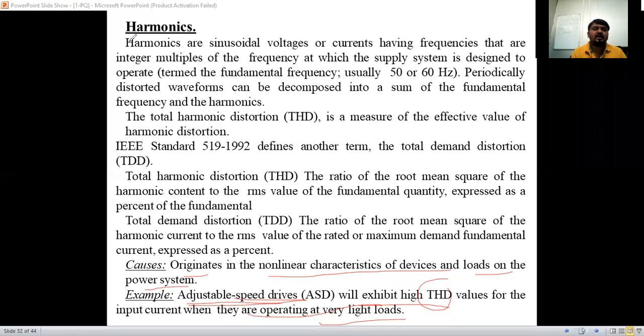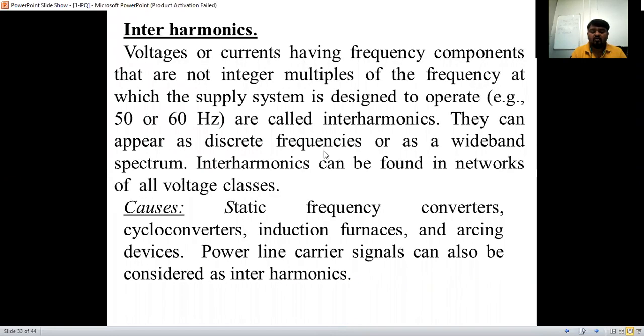This in detail we are going to study in the second unit, the unit called harmonics. So next one is interharmonics. What are interharmonics? What is the difference? You can tell that one.